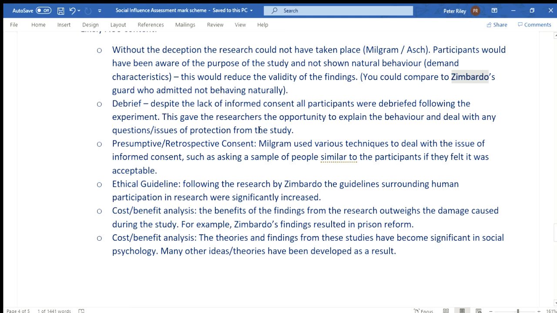It also allows them to deal with issues of protection, so the participants can ask any questions, or they can provide support that might be required as a result of the psychological harm and distress that has been caused through the actual experiment. So there you're saying that there were strengths, even though they haven't got the consent, you're discussing it by saying they resolve that with a debrief.